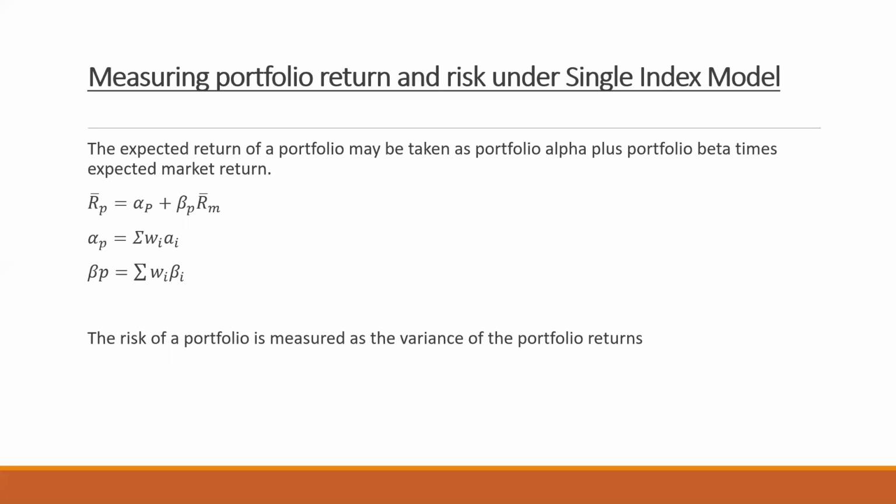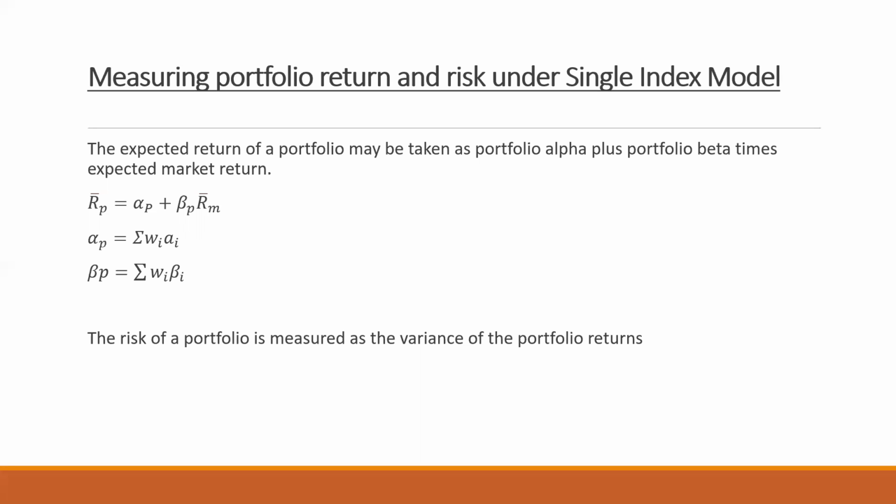Measuring portfolio return and risk under the single index model. How to calculate the expected return of a portfolio as well as the risk of a portfolio. So how do we calculate the return? The expected return of a portfolio may be taken as portfolio alpha plus portfolio beta times expected market return. That is, the return of the portfolio is the alpha of the portfolio plus the beta of the portfolio into market returns.